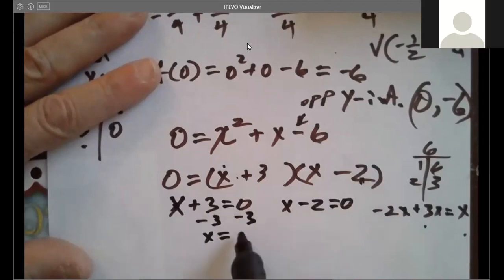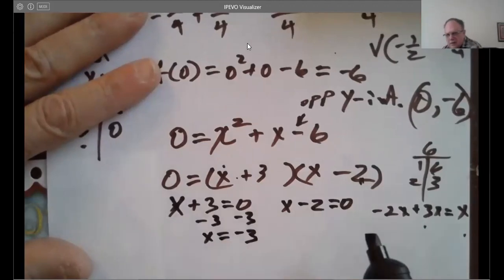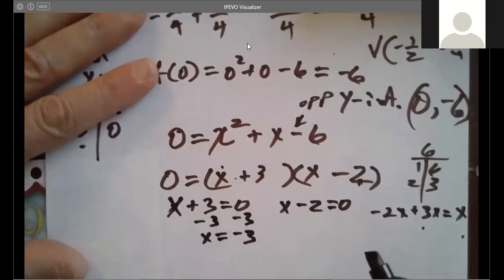Where does this minus 3 come from? Go ahead. What, where does the 3 and the 2 come from?